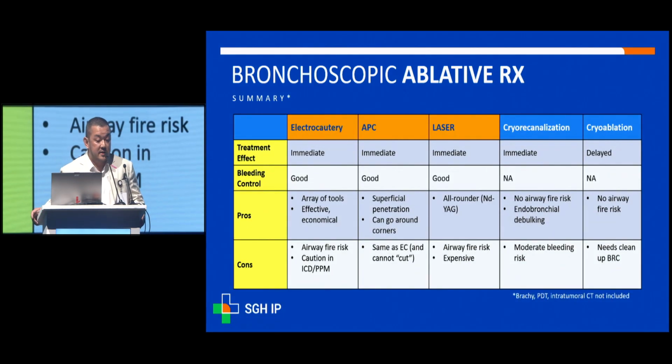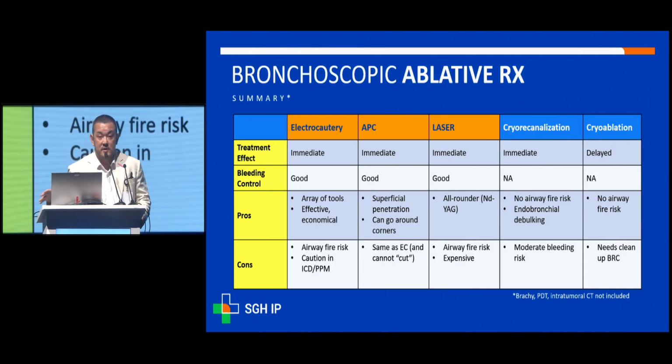So this is just a summary table of the available bronchoscopic ablative therapies that we have. The hot ones are shaded in orange, and the cold ones are in blue. I just want to make a distinction between cryorecanalization and cryoablation. These are all cryo techniques, right?